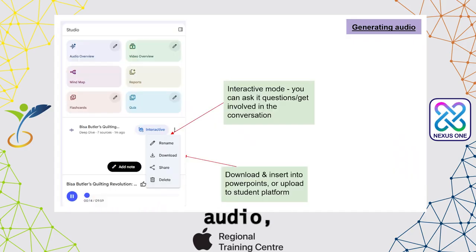Once you've generated your audio, it will appear on the tab there underneath your other options. There is a cool mode on it called interactive mode, which allows you to speak to the AI podcast host and ask it questions. So your voice is also in the podcast. You don't have to use that though. You can just download it as it is.